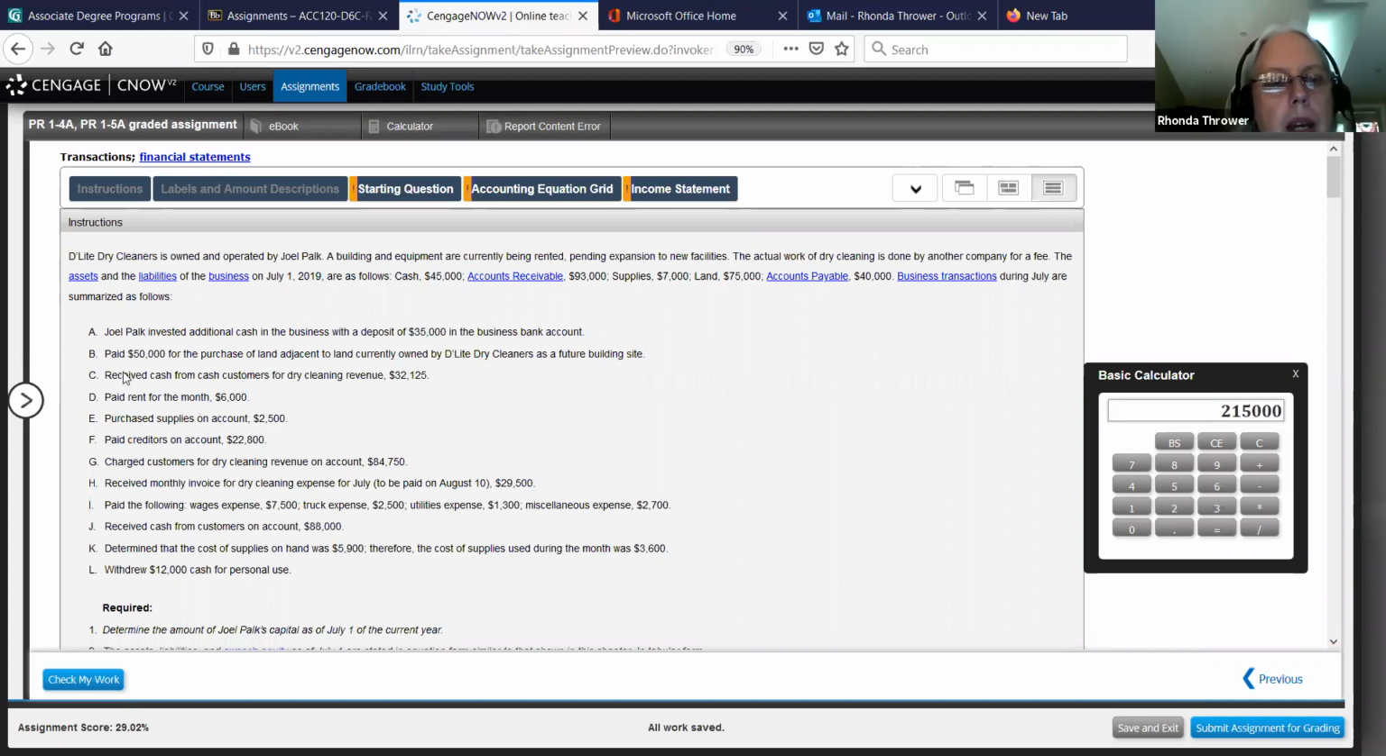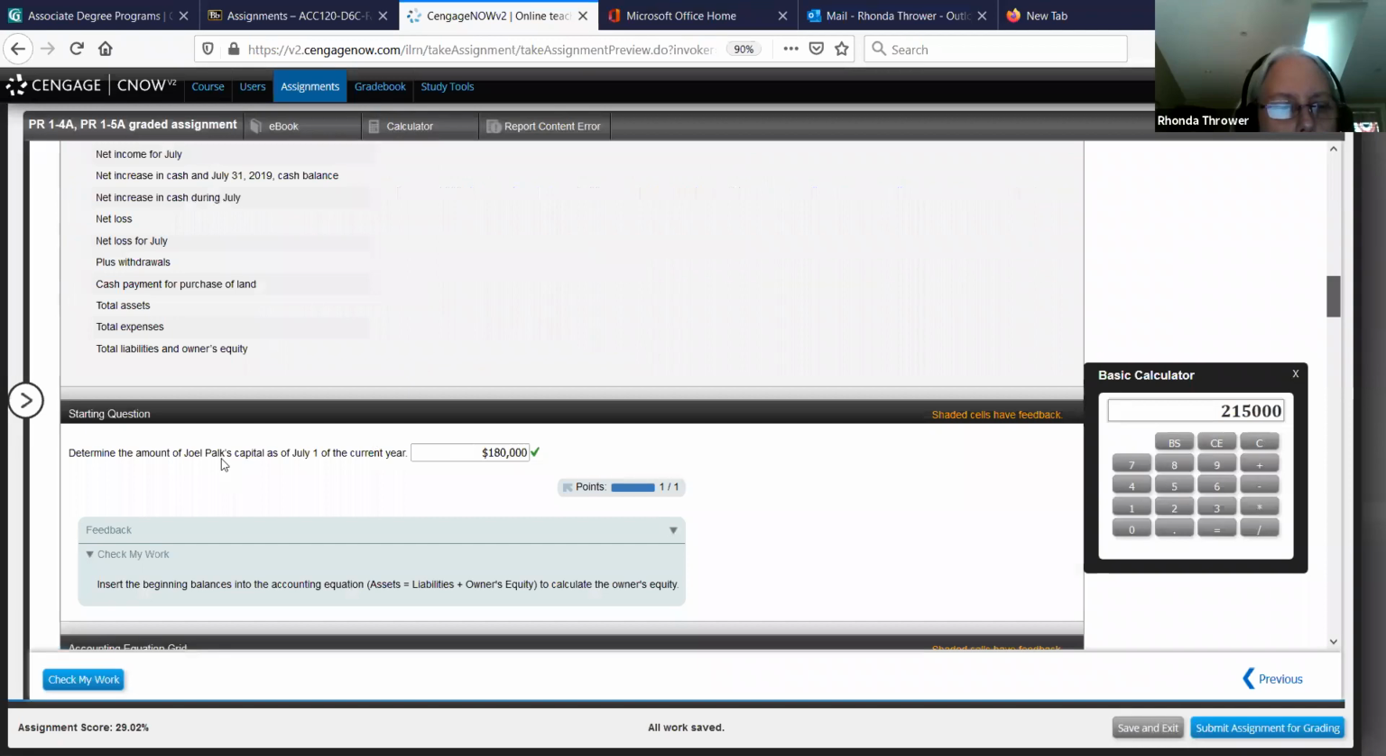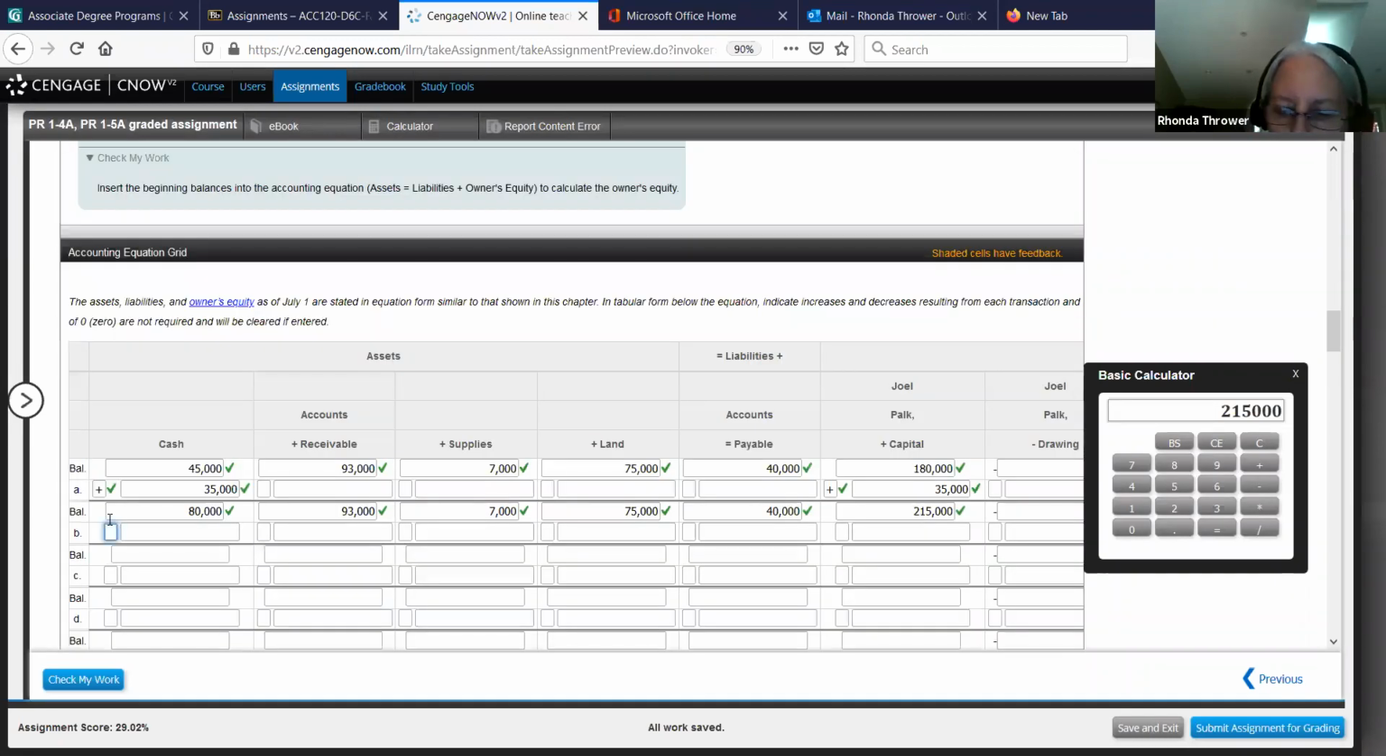In B, we paid $50,000 for the purchase of land currently owned by Delight Dry Cleaners as a future building site. All right, so we bought some land and we paid $50,000 for it. So our cash is going to decrease by $50,000, and my land is going to increase by $50,000.